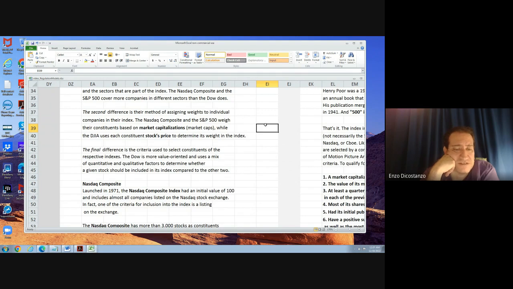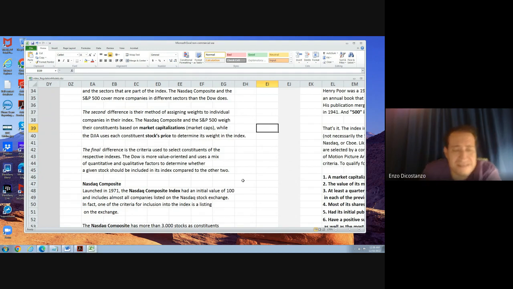The final difference is the criteria used to select the constituents. The Dow is more value-oriented and uses a mix of quantitative and qualitative factors. As I rattled off those companies on the Dow Jones, you knew them all. Whereas in the S&P 500, there's probably a lot of companies you've never heard of or don't even know what they do. You say Johnson & Johnson, you know what that is. You say Walmart, you know what that is. You say JP Morgan, you know what that is. Even the chemical companies, you probably have some sense of what those companies do. There's quantitative factors, there's qualitative factors.